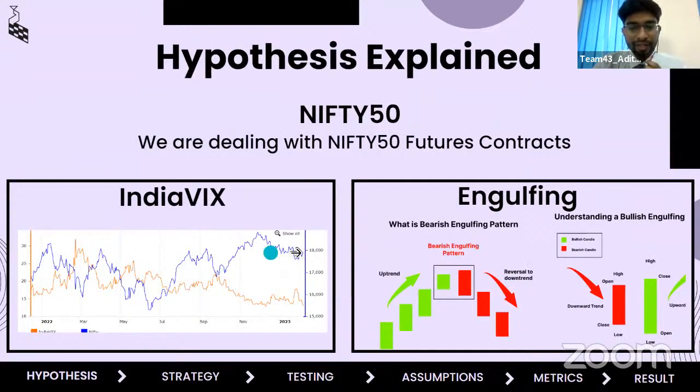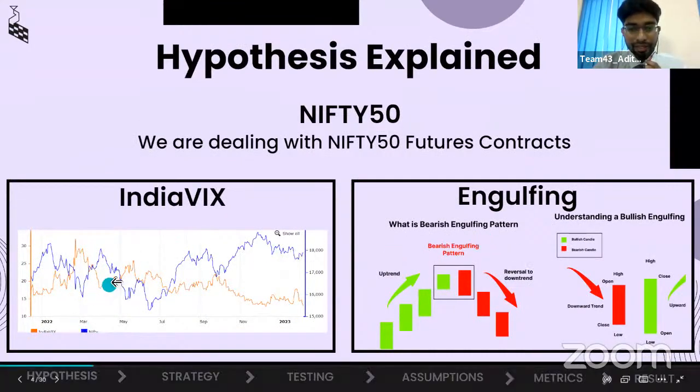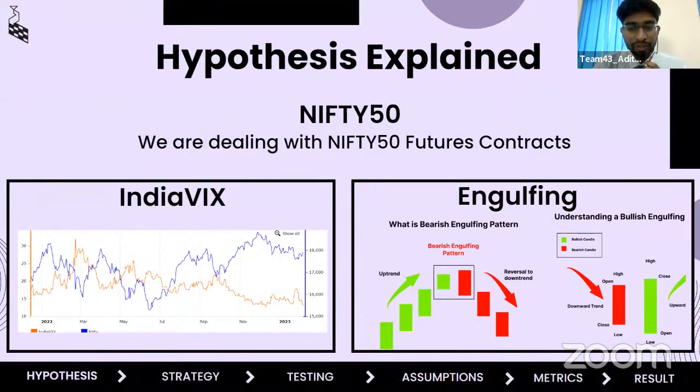As you can see in the image on the left, India VIX and Nifty 50 future are reacting opposite to each other. For entry and exit signal, we use the engulfing pattern visible in the right image to identify the reversal position and make our call to enter the trade.